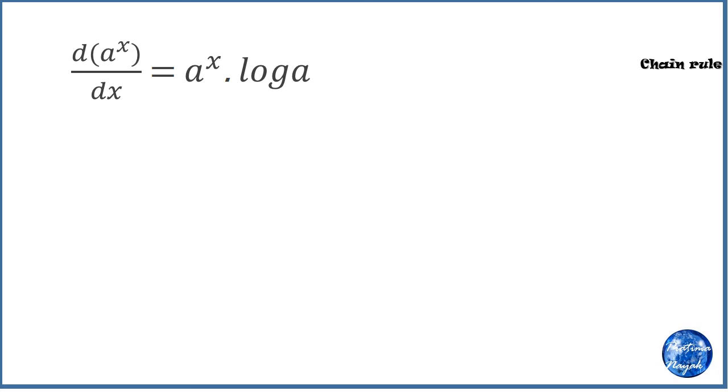a to the power x. The derivative of a to the power x is a to the power x log a. Now for 2 to the power x, the derivative is 2 to the power x log 2.